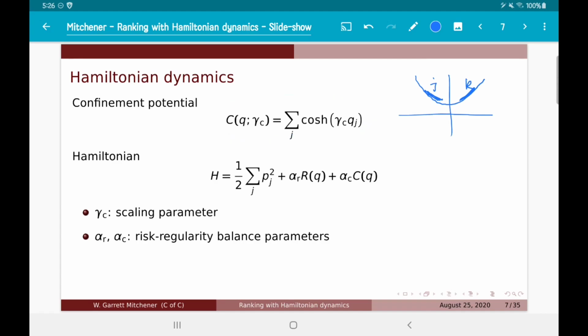So that's another dynamical systems way of interpreting this confinement potential. So next you build a Hamiltonian by adding the confinement potential and that ranking potential from the other page. This term is just a kinetic energy term, nothing too crazy there. The p's, of course, are the conjugate momentum variables to the q's.